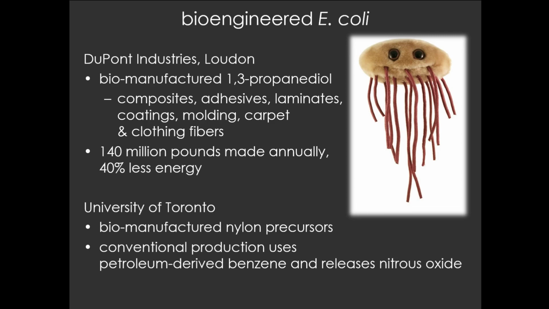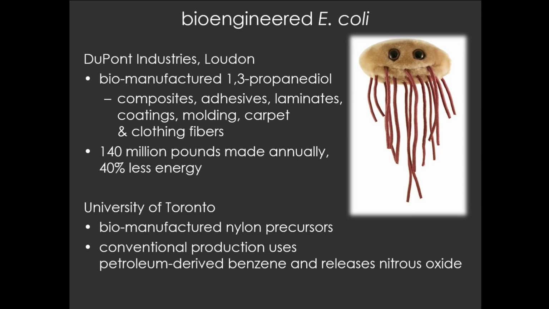And I just want to highlight two areas of recent research, one being done by DuPont Industries in London, where they have E. coli biomanufacturing 1,3-propanediol, which is found in composites, adhesives, laminates, coatings, moldings, carpet, and clothing fibers. There are about 140 million pounds made annually, and by biomanufacturing it using E. coli, you use about 40% less energy than traditional methods.